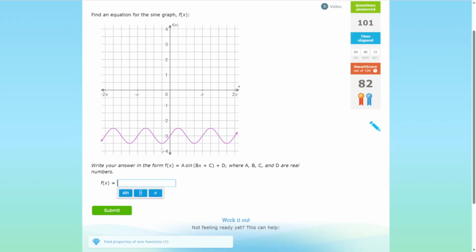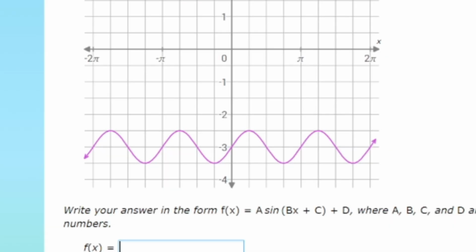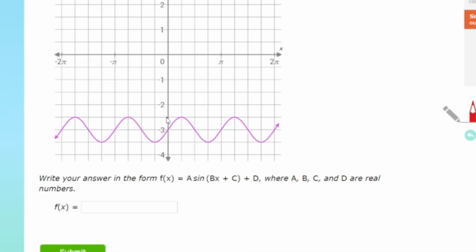So let's give it a try. Here we have a mini trig function. Look at how tiny it is. Over here, we have 2.5. Over here, we have 3.5. The distance is 1. Since we divided by half, it's 1/2. So we put in 1/2 sine. There you go. We got the amplitude part. That's all. Just leave it.